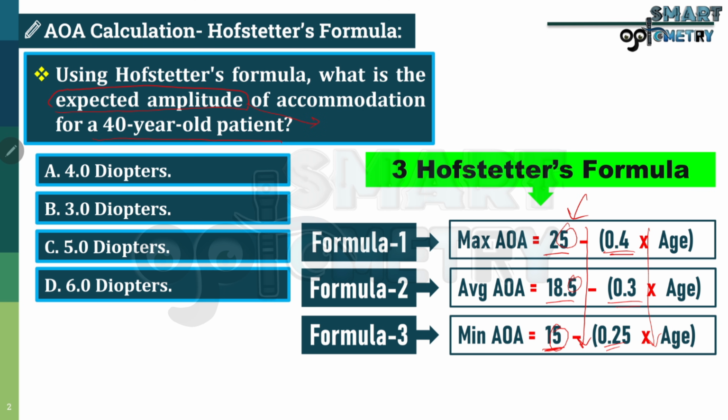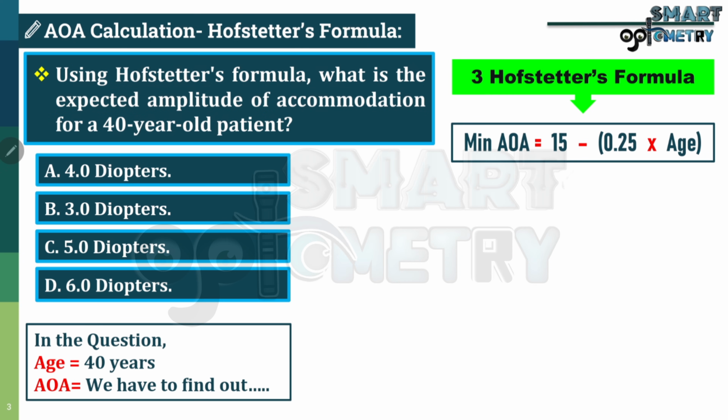Expected amplitude of accommodation means minimum amplitude of accommodation. So we will use formula 3. Now in the question, the patient's age is 40 years and the amplitude of accommodation we have to find out. According to the formula, minimum amplitude of accommodation equals 15 minus 0.25 multiplied by age. So age is 40.